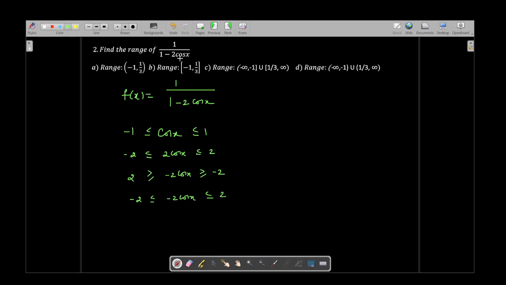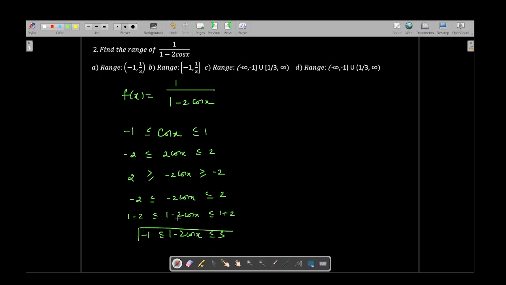Now I need 1 minus 2 cos x. So let me add 1 to the equation. If I add 1 to the equation, I'll get 1 minus 2 less than or equal to 1 minus 2 cos x less than or equal to 1 plus 2. So the range of 1 minus 2 cos x is minus 1 to 3.